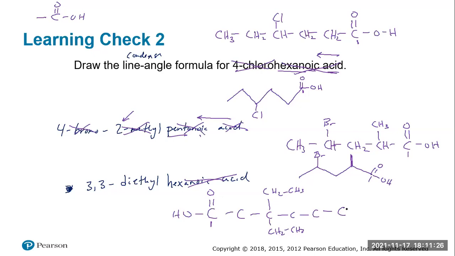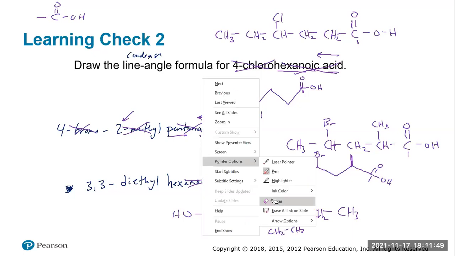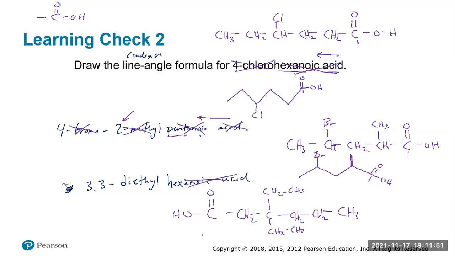And if I can find where I'm writing, there it is. H3, H2, H2. This guy doesn't need any. And this guy needs 2. And this guy right here doesn't need any. Again, that's not a line. That's just carbon number 1 written there. So it doesn't need anything.